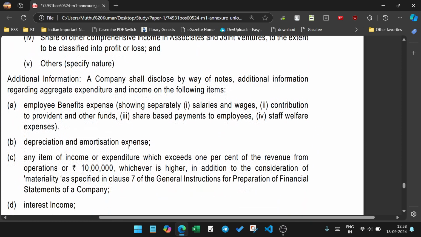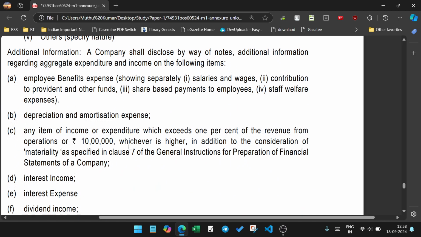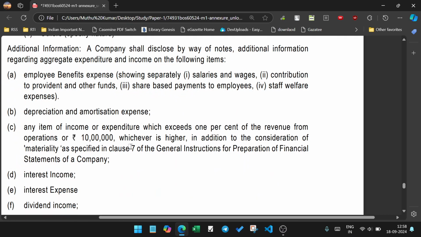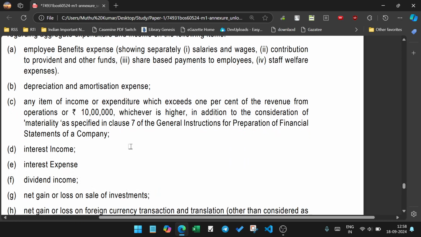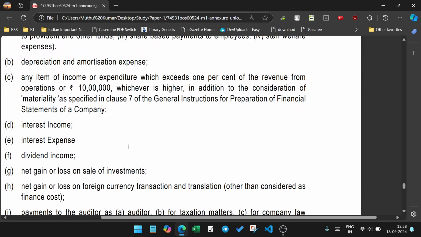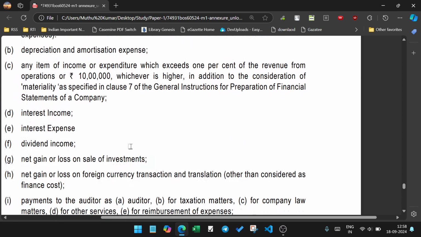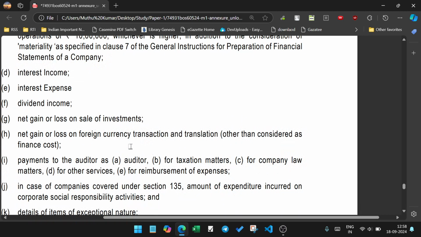Additional information: companies shall disclose via notes additional information regarding expenditure and income, the following: employee benefit expenses, salary, wages, contribution to provident fund, others, share-based payments to employees, staff welfare expenses, depreciation, amortized expenses, gain, any item of income or expenditure which exceeds 1% of the revenue from operations or 10 lakhs, whichever is higher, in addition to the consideration of materiality specified in the instructions for preparation of the financial statements of the company.